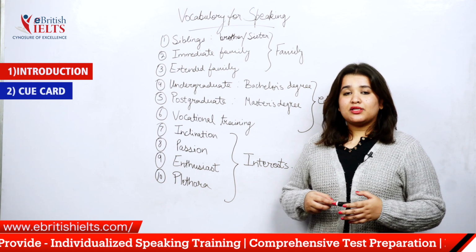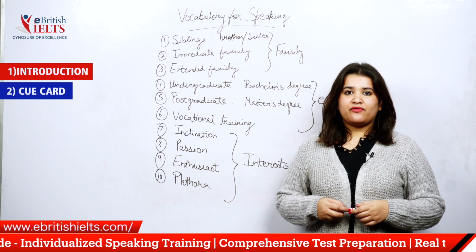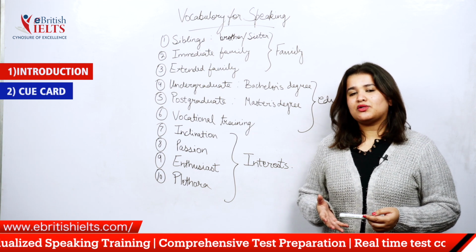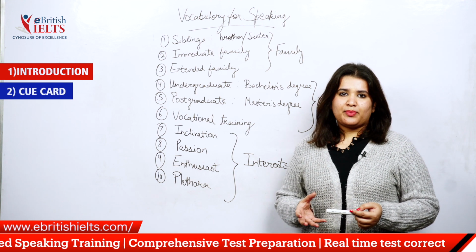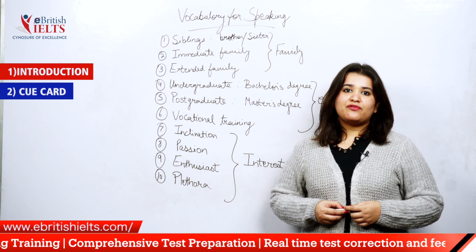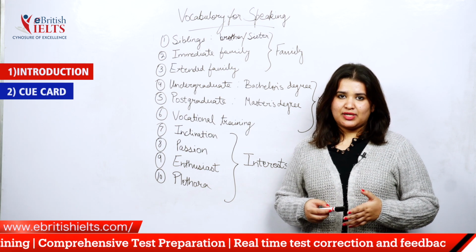The second part is the cue card. Now this part is where you have to talk at length. You have to talk for about 2 minutes. You will be given a topic, a very generalized topic about something that you might have come across in your personal life. So you have to talk about that for 2 minutes straight.